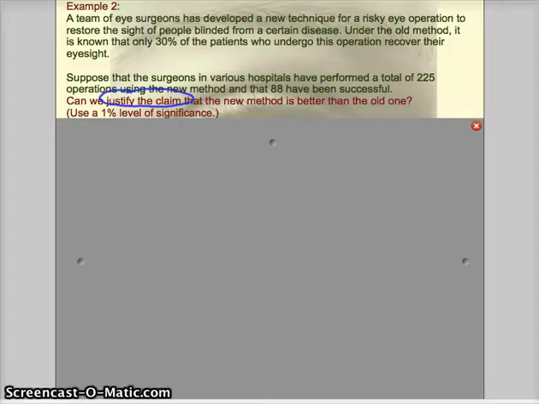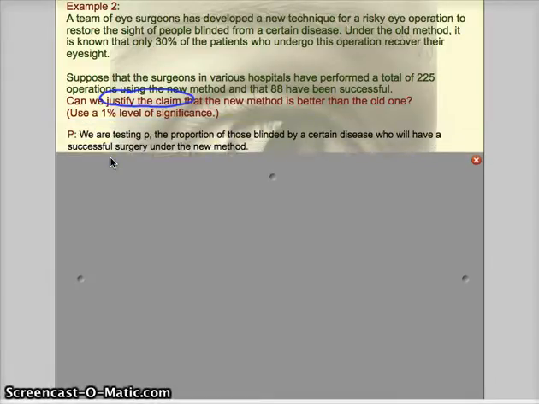Okay, let's assume that happened. P, we're telling a story, right? So let's be clear on what we're doing here. We're not estimating, we're testing, right? Let's be careful with that. It's not a confidence interval, we're not estimating. We're testing P, all right?